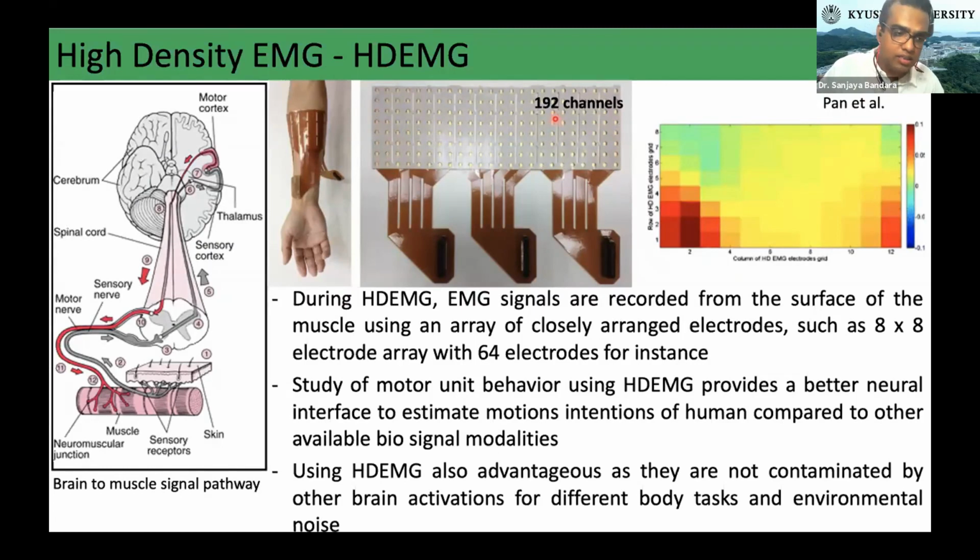One advantage is that through some kind of source separation techniques, we can try to identify the motor unit activities, the motor unit behavior, using these HD EMG signals. They are advantageous because they are not contaminated by brain activations related to the different body tasks, and also the environmental noise.